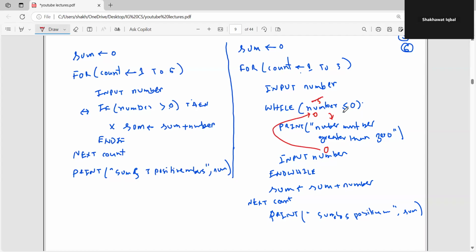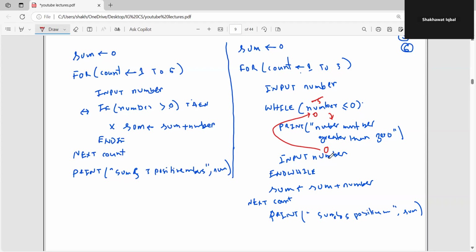Now your number is 0. Is 0 less than or equals to 0? It's not less than 0, but it's equals to 0, right? So it will come again. Number must be greater than 0. That means you have to fix your input to get rid of this loop. This is like a trap. I trap you.